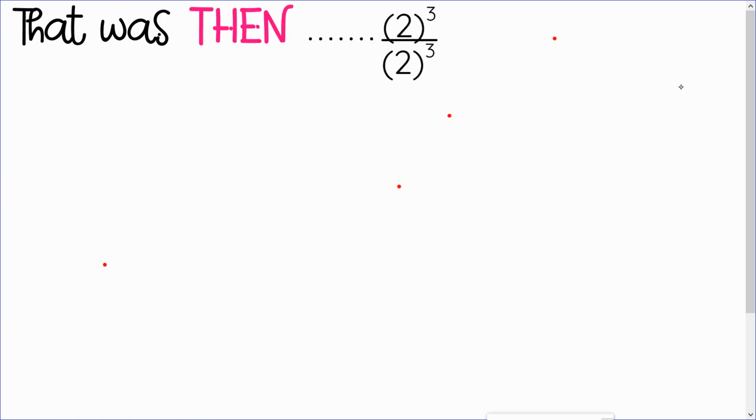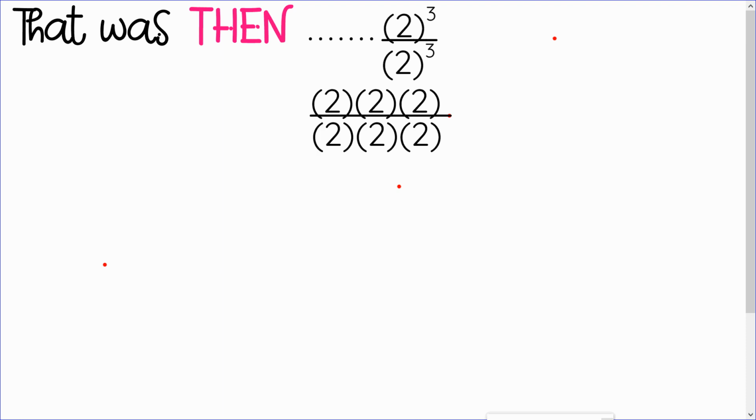That was then when we would take 2 exponent 3 and divide it by another 2 exponent 3. Let's look at expanding that. That would be 2 cubed, which is 2 times 2 times 2, also divided by 2 times 2 times 2. Well, those all cancel, and I'm just left with 1. Let's look at that from a different perspective, however. Let's look at it from quotient law. So quotient law would tell me keep the base the same and subtract the exponents. And then I would get 2 exponent 0.